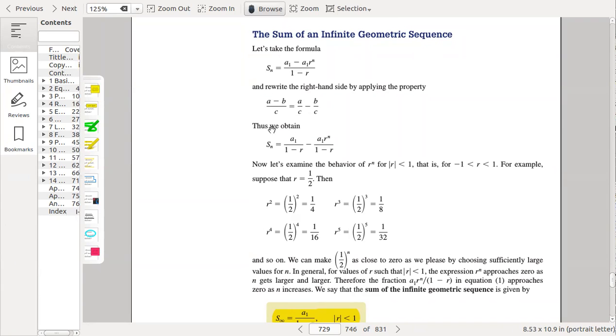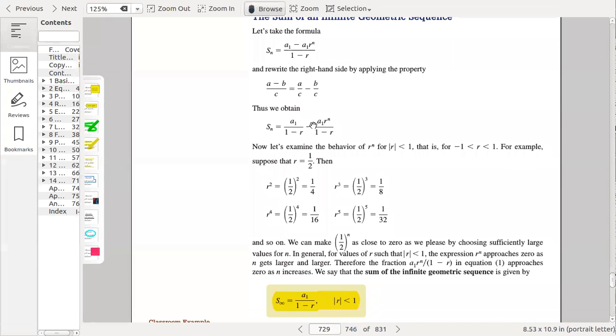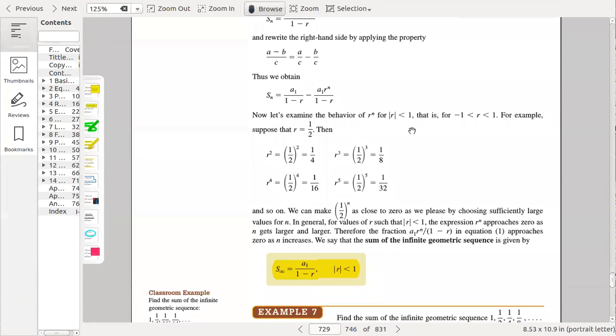So it means that this can be written as separate sums, a1 over 1 minus r minus a1 r power n over 1 minus r. Now, if we apply the condition that the absolute value of the common ratio is less than 1, we can say that the common ratio lies between minus 1 and 1.